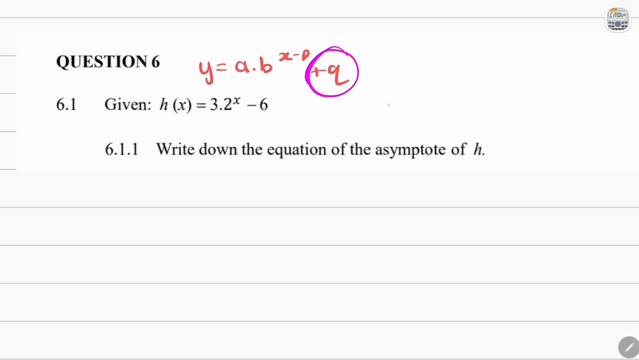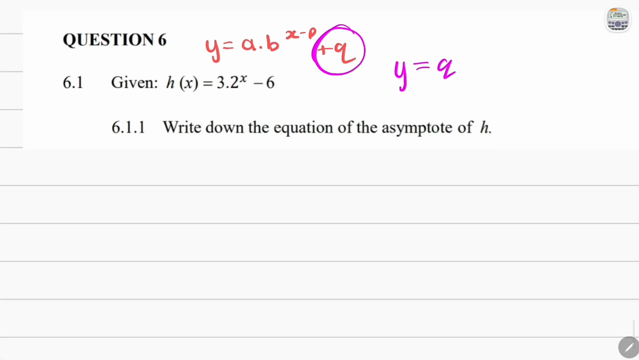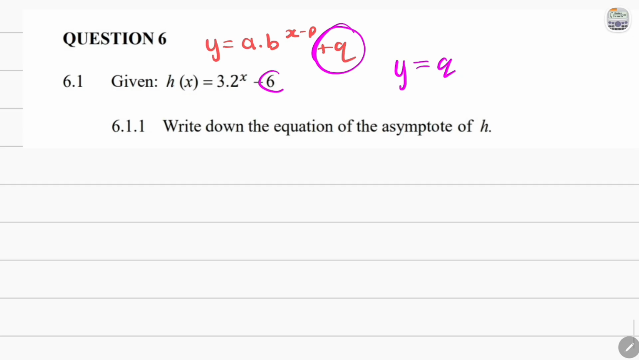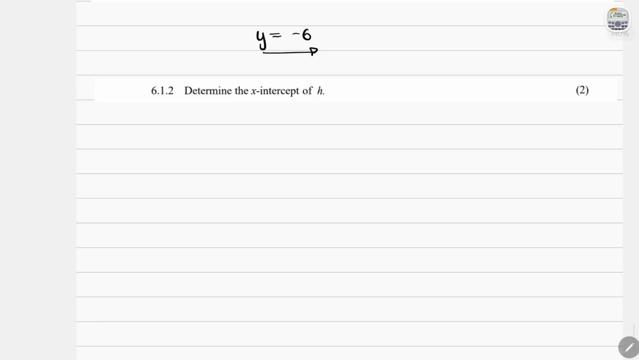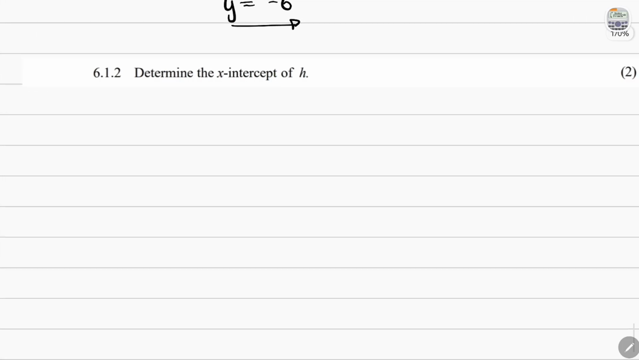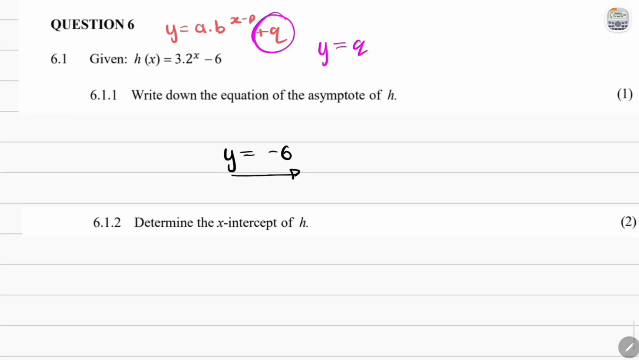Very similar to the hyperbola, it is also y is equal to whatever that q value is. As you can see, the value of q here is -6. So the equation of your asymptote is y equals -6, and that is our answer. Moving on to the next question. Question 6.1.2 says, determine the x-intercept of h.